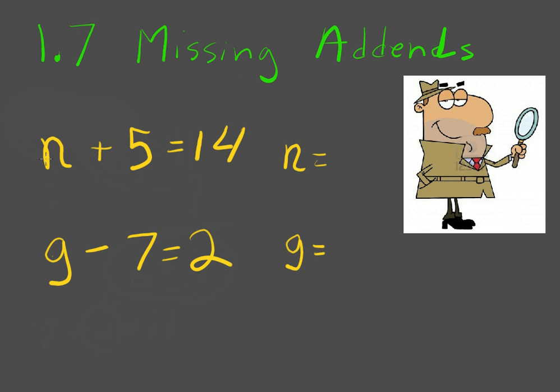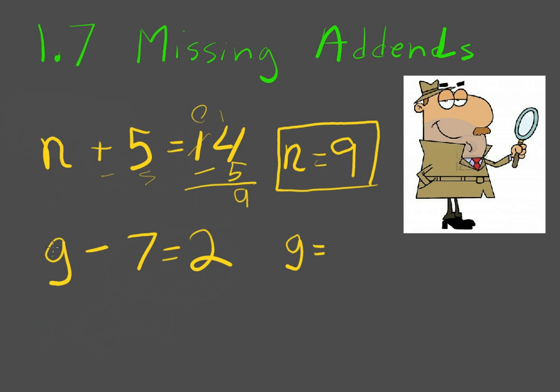Okay, let's see how you did. We're looking for some number, n plus 5 equals 14. If we were to use subtraction here to find our missing number, we could minus 5, and 14 minus 5 would give us 9. So you should have gotten n equals 9 for your first answer. Now let's look at the bottom one and solve for G. G minus 7 equals 2. Well, what number minus 7 equals 2? If I were to add 7 over here, 2 plus 7, I would get 9. Does 9 minus 7 equal 2? It does. So this one was also 9. G equals 9.